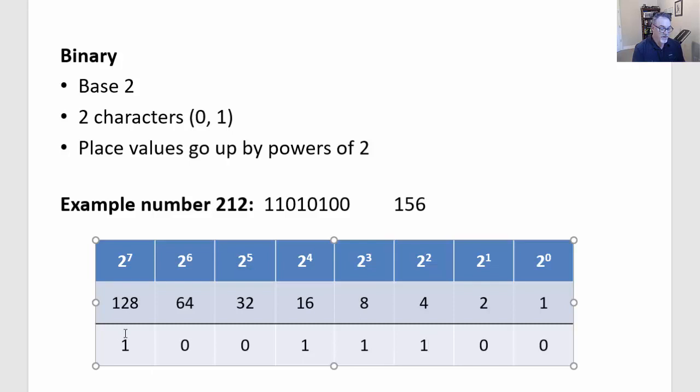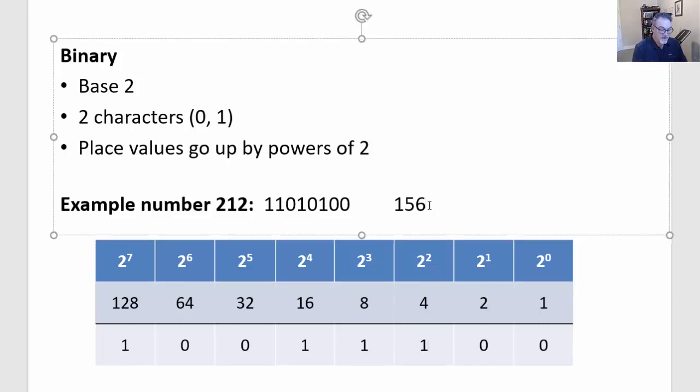Now we can add that up again. 128, 144, 152, 156. And so 156 in binary is 1001 1100. And there it is, converted to binary. So that's pretty simple. Now, if we go to hexadecimal, let's look at hexadecimal.